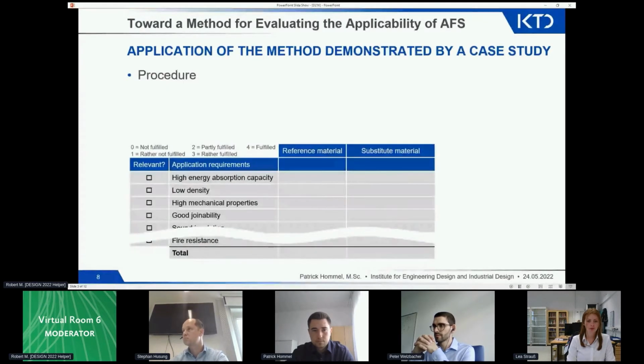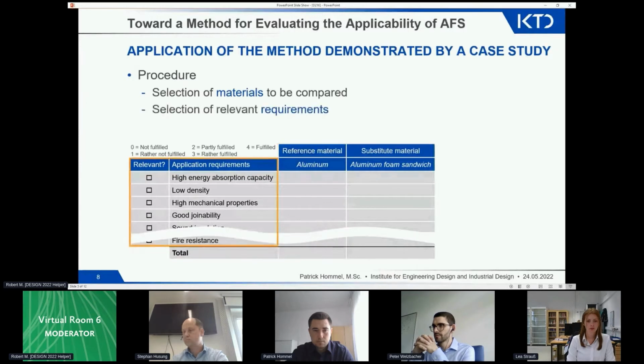The procedure is as follows. First, the materials to be compared are selected. In this case, aluminum is the reference material and AFS is the material under review. Next, relevant requirements are selected. For example, the entrance area of a public transportation system must bear a lot of load and needs high mechanical properties, and also must be corrosion resistant. Appropriate requirements can then be selected in the program.